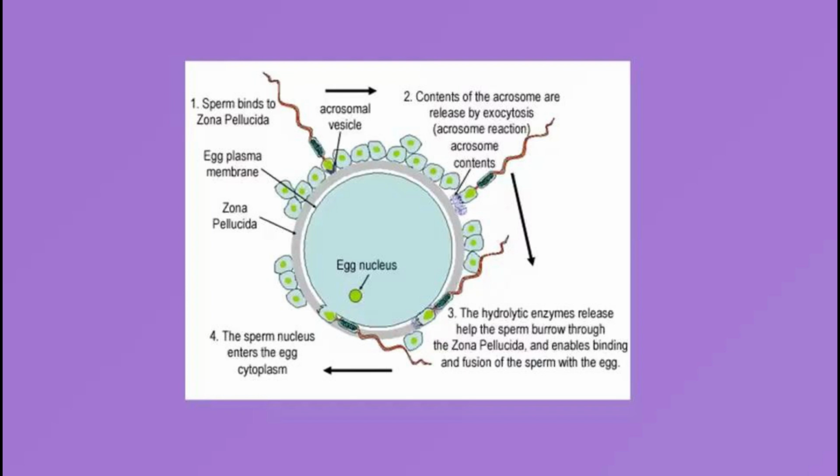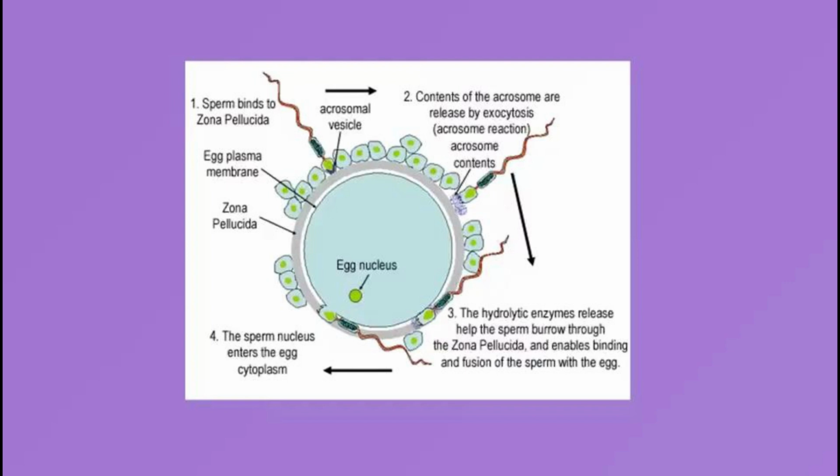So let's just go over that again. Once again, I recommend that you look at the diagram to help you visualize. Step one, the sperm binds to the zona pellucida, that hardened jelly barrier around the egg. The contents of the acrosome, where digestive enzymes are stored, are released by exocytosis, and the acrosome reaction occurs. This means that the sperm has released the enzymes into the zona pellucida and digests it, allowing the sperm to burrow through the zona pellucida.